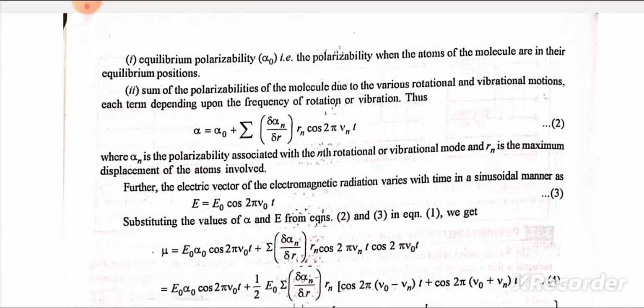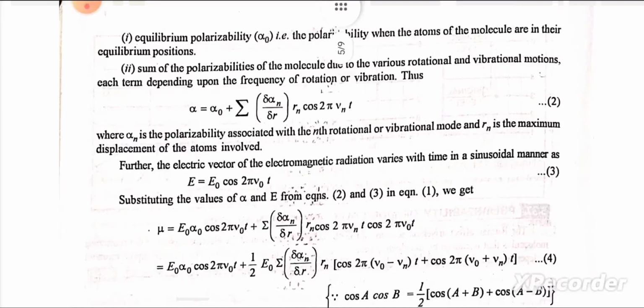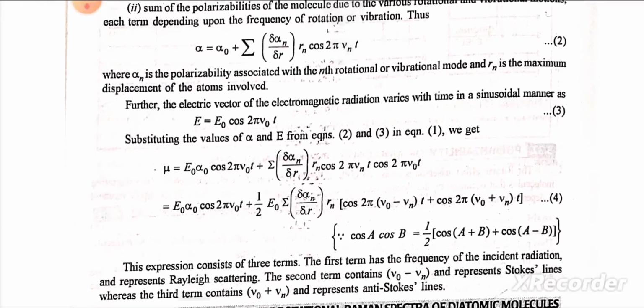Substituting values of alpha and E from equations 2 and 3 in equation 1, we get mu is equal to E naught alpha naught cos 2 pi mu naught t plus summation of curly alpha n divided by curly r into Rn cos 2 pi mu n t cos 2 pi mu naught t, that is equal to E naught alpha naught cos 2 pi mu naught t plus 1 by 2 E naught summation of curly alpha n divided by curly r into Rn into cos 2 pi into mu naught minus mu n into t plus cos 2 pi into mu naught plus mu n into t.